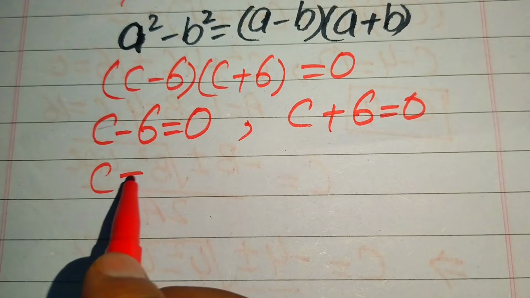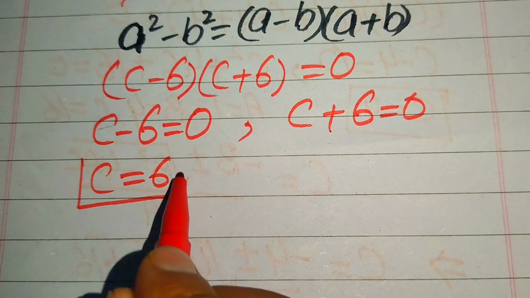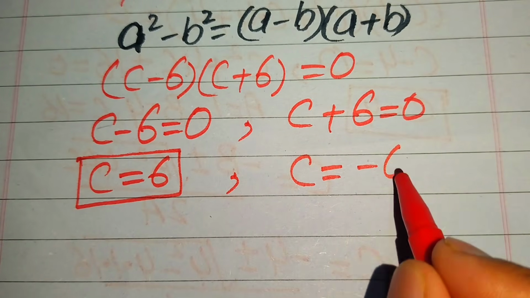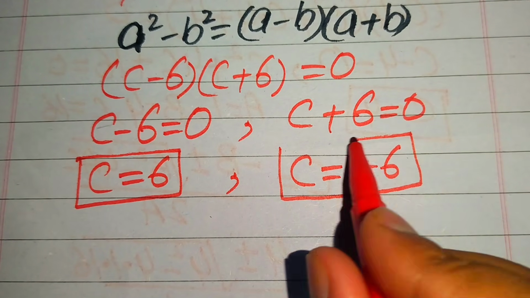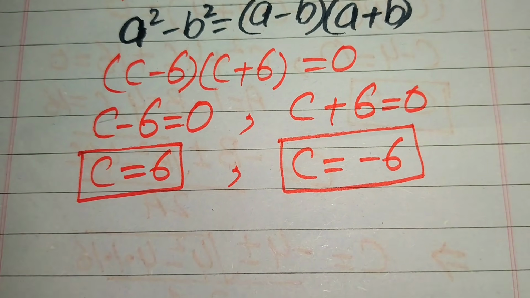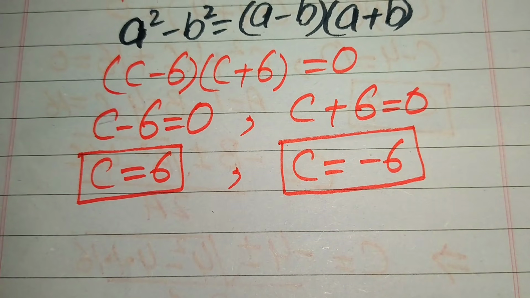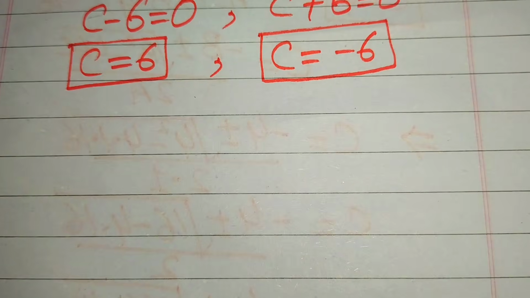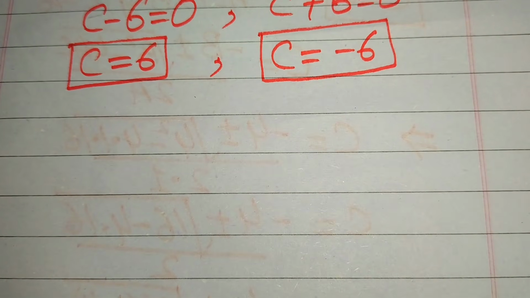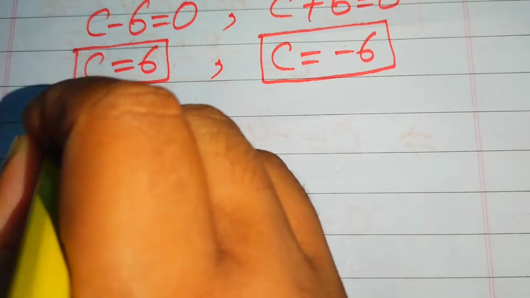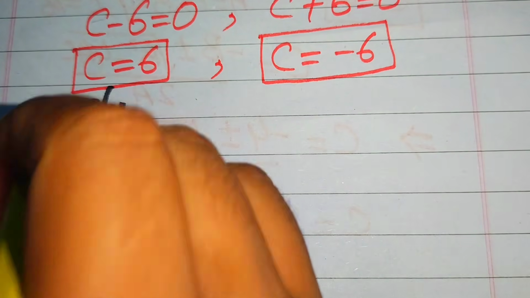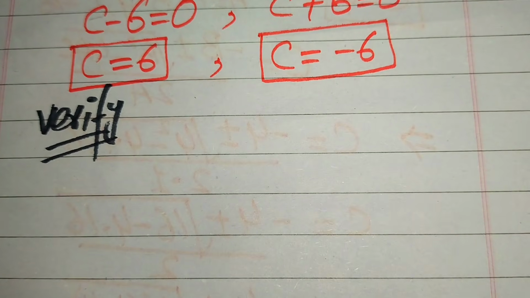From this equation we get the value of c is equal to plus 6. This is the first root. From here we move plus 6 to the right hand side, and we get c is equal to minus 6. This is the second root of the given equation. So you see that these are the two roots of the given equation, and now in the next step we need to verify whether these roots are solutions or extraneous roots. So for verification of these roots we need to copy down the given question statement.